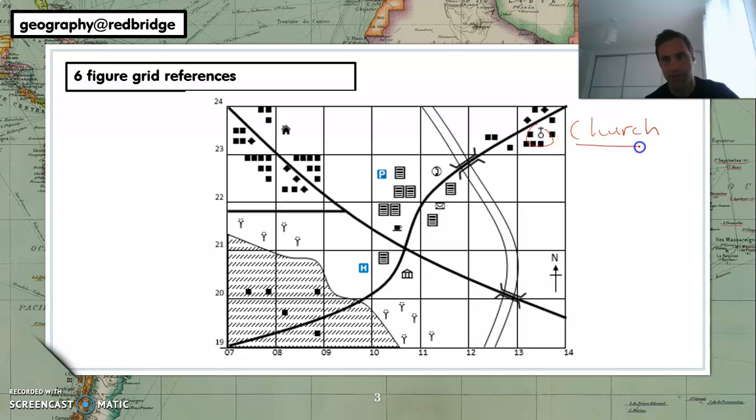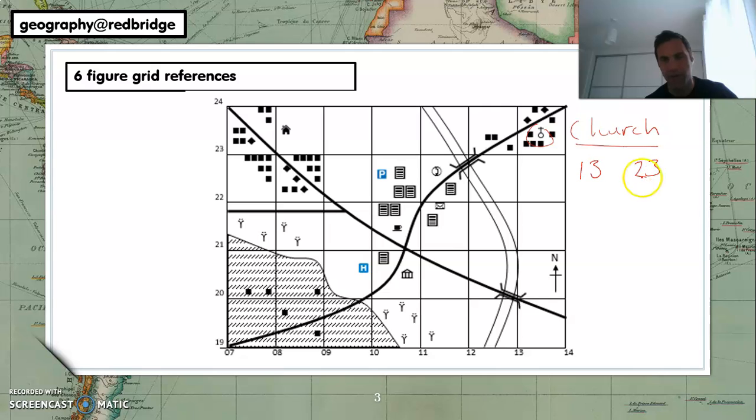All right. First thing I'm going to do is take the four-figure grid reference. So I'm going to work this one out. So remember, I do my eastings, 7, 8, 9, 10, 11, 12, 13. I've gone past that 13 line. So I know that my easting is going to be 13 and my northing is going to be 20, 21, 22, 23. So that's the grid square that the church is in.